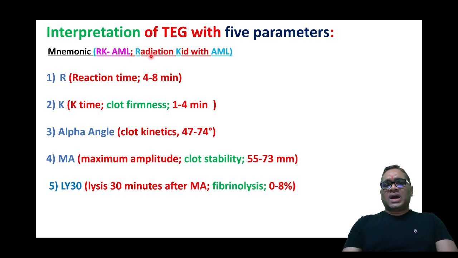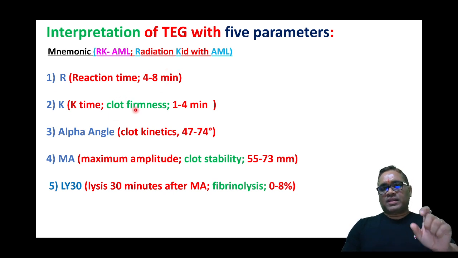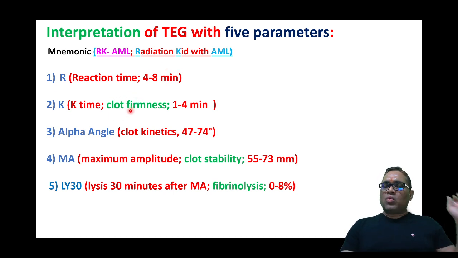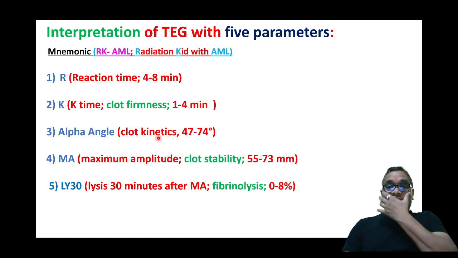So what is this RKAML? R is reaction time, K is K time, A is alpha angle, M is maximum amplitude, and LY is the lysis 30 minutes after the maximum amplitude. Reaction time is normally 4 to 8 minutes. K time measures the clot firmness, right? It shows how fibrinogen is getting converted into fibrin and the clot is getting stronger. So clot firmness is 1 to 4 minutes. Alpha angle is clot kinetics.